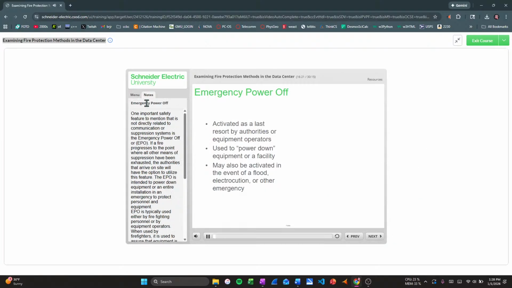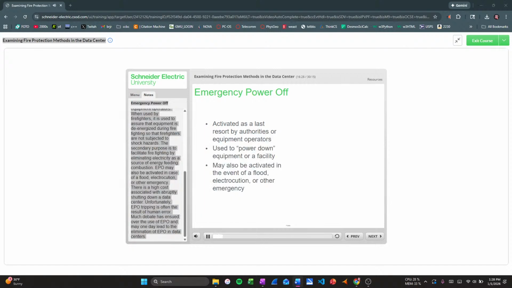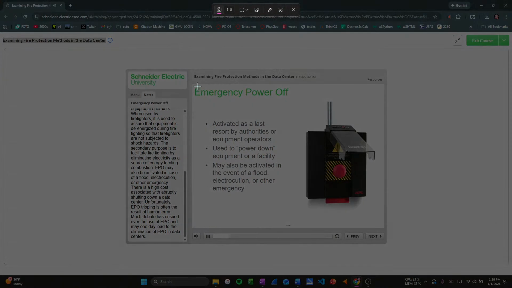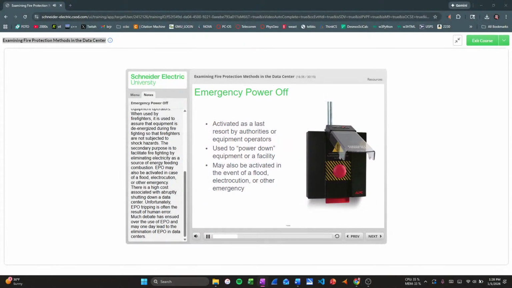One important safety feature to mention that is not directly related to communication or suppression systems is the emergency power off, or EPO. If a fire progresses to the point where all other means of suppression have been exhausted, the authorities that arrive on site will have the option to utilize this feature. The EPO is intended to power down equipment or an entire installation in an emergency to protect personnel and equipment. EPO is typically used either by firefighting personnel or by equipment operators.